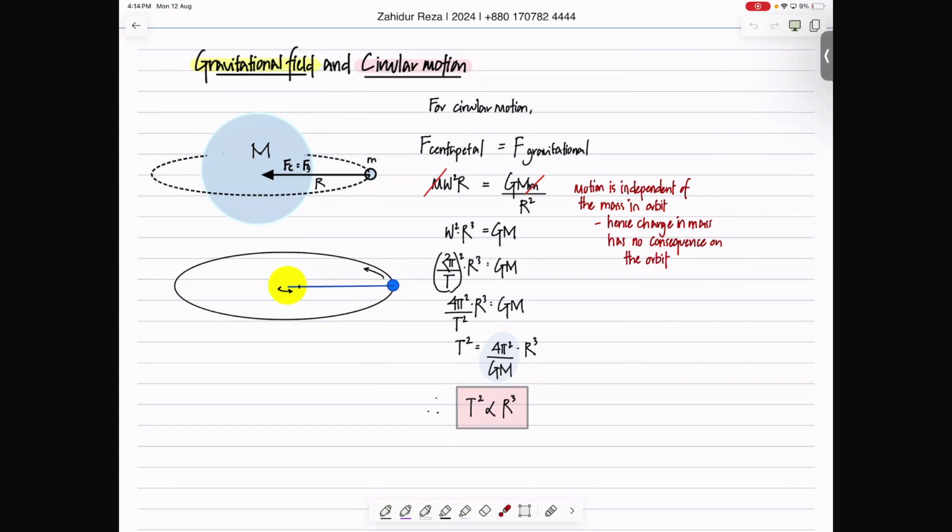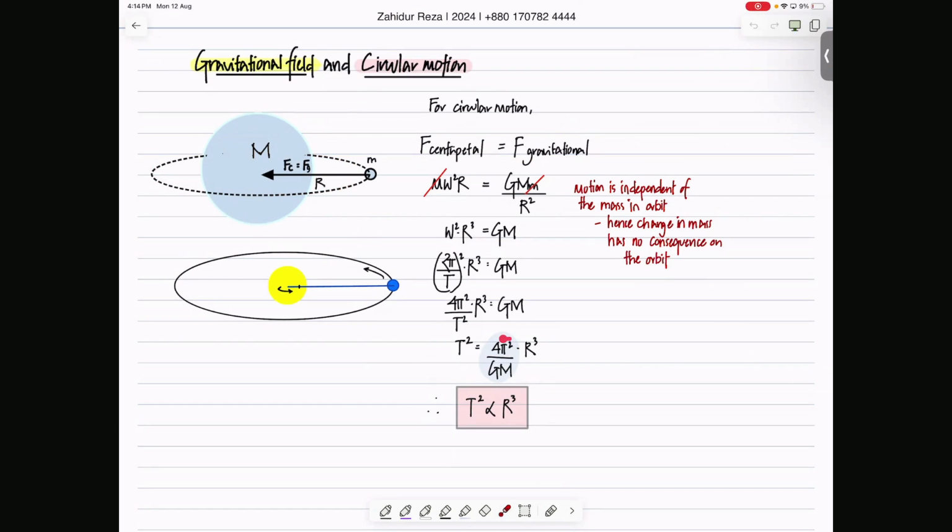Just a quick summary of what this is. When your object is undergoing circular motion due to gravity, the centripetal force is provided by the gravitational force. Since the centripetal force is provided by the gravitational force, if you equate these two, your calculation gives you this relationship here: T squared equals 4 pi squared over GM, times r cubed.